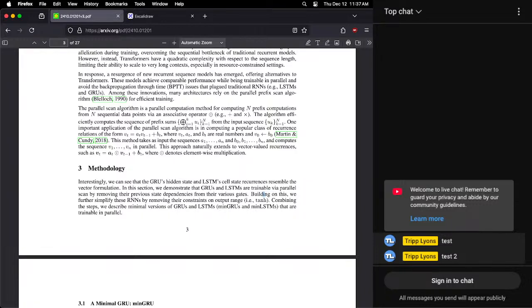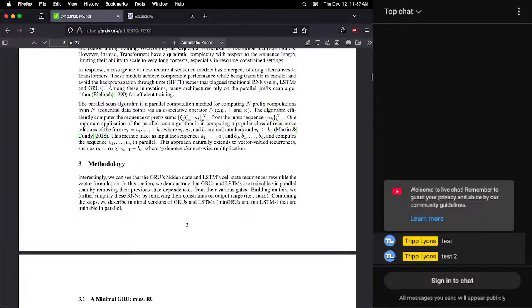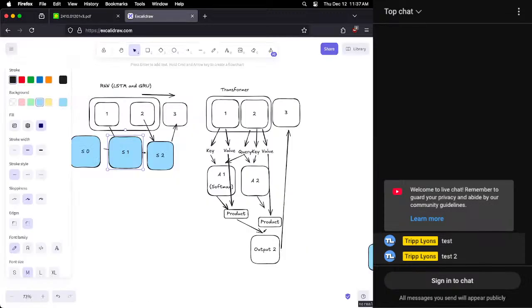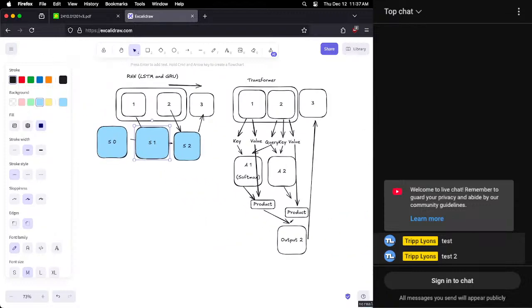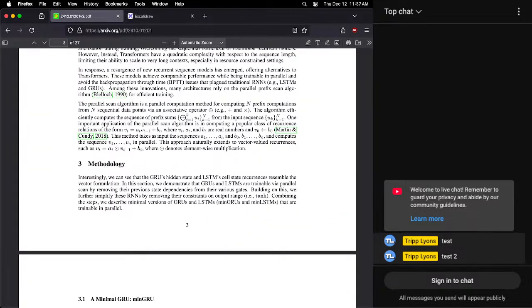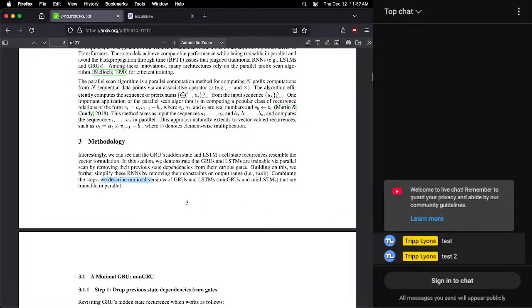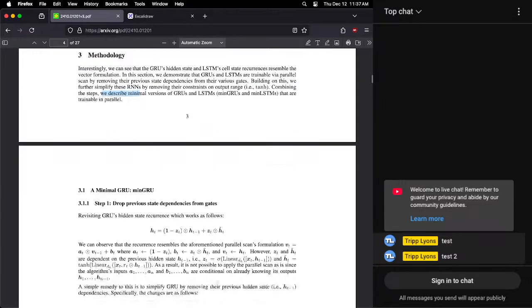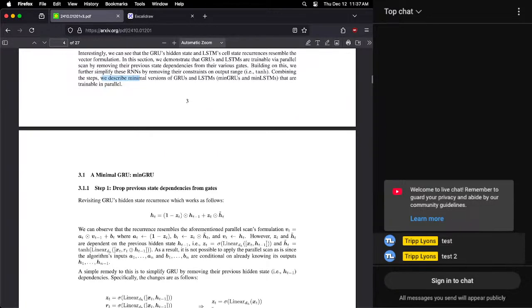Okay, building on this, we further simplify the RNNs by removing their constraints on the output range. So that means you no longer need to worry about bounding the values between -1 and 1. Combine these steps, we describe minimal versions of GRUs and LSTMs that are trainable in parallel. Okay, so the simpler one of these two is the minGRU, because GRU is a simplification of LSTM.